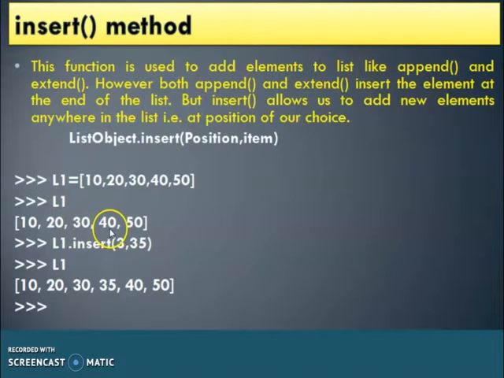Here the third position element is, counting 0, 1, 2, 3, 40. So the new element 35 does not replace it; your new element will be added in the third position. So here 10, 20, 30, 35. Now 35 is in the third position and the total number of elements is 5, here 0, 1, 2, 3, 4, 5.